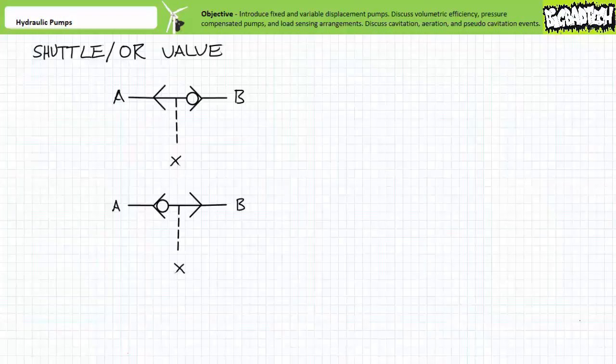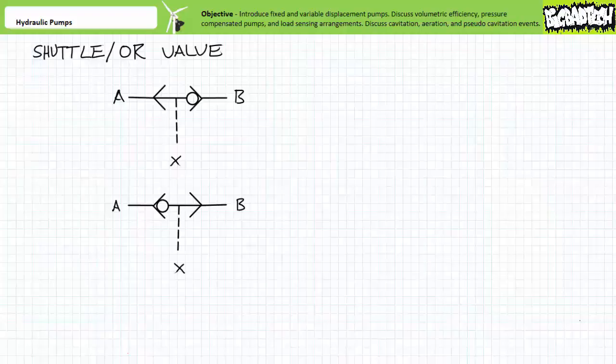Before we examine load sensing, let me quickly introduce a valve known as a shuttle or valve, since they are commonly employed in load sensing applications. As the name implies, a shuttle or valve executes the logical OR function. Either one port or the other is being selected, but not both.